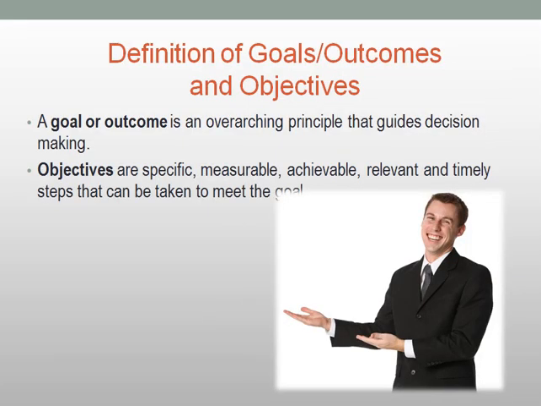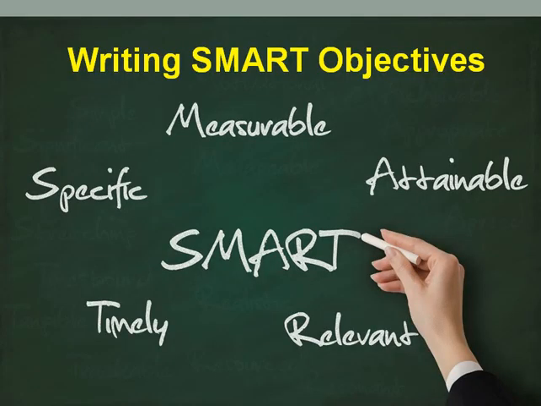So how are goals and objectives different? Let's review definitions of goals and objectives. A goal is an overarching principle that guides decision making. Objectives are specific, measurable, achievable, relevant, and timely steps that can be taken to meet the goal. To write a SMART objective, you should think specific, measurable, attainable, relevant, and timely.